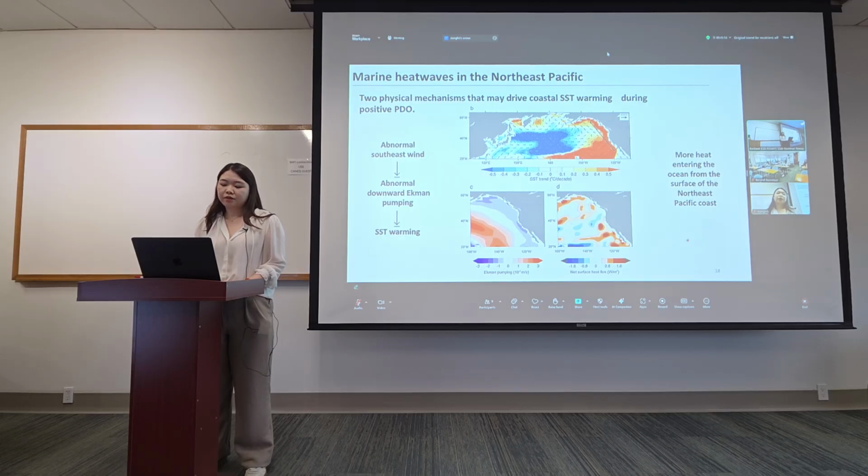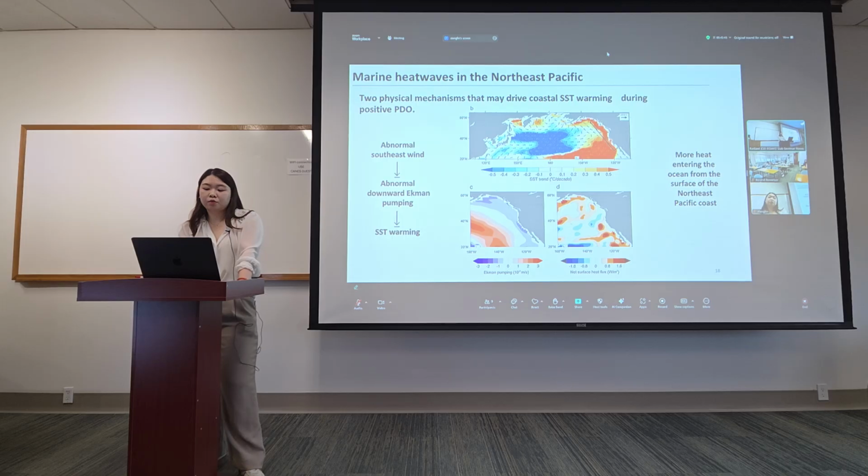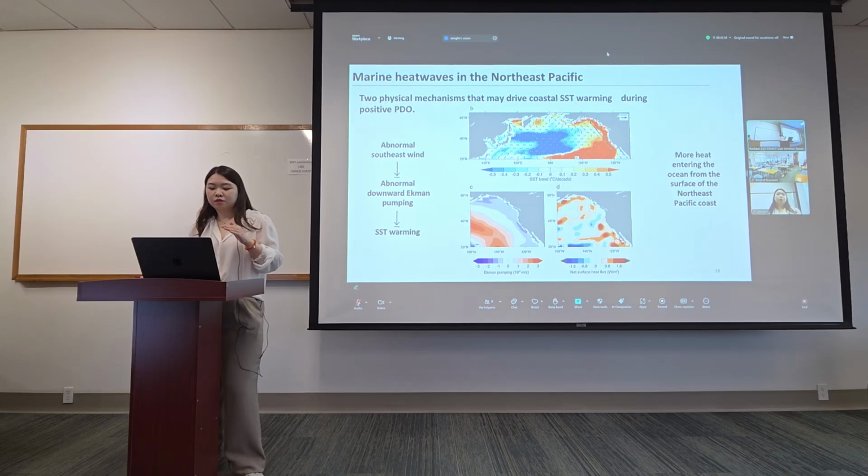Here, we identify two key mechanisms. The first one is anomalous wind. In the coast region, we have anomalous southeasterly wind along the coast, which can enhance the downward Ekman pumping. The downward Ekman pumping suppresses the upwelling of the cold water, and it will warm the surface. So second, another mechanism.